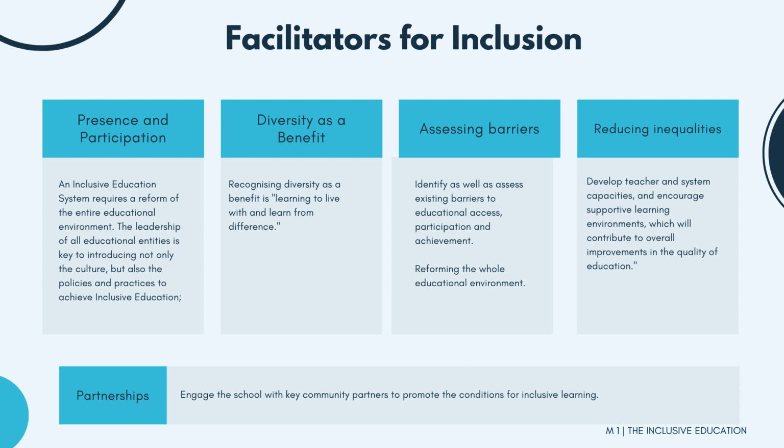Assessing barriers can be an enabling and facilitating factor for inclusion. Identifying and assessing them is key to improving the school environment. Reducing inequalities is a facilitating factor for inclusion, by empowering teachers and the education system. Encouraging the development of learning support environments that contribute to improving the quality of education. And finally, community, school and family partnerships, this fundamental triad for inclusion to happen inside and outside school.